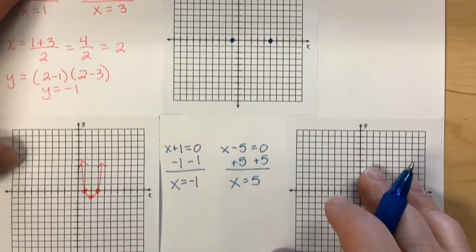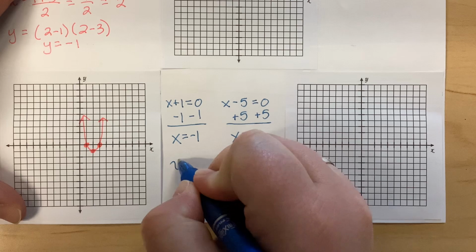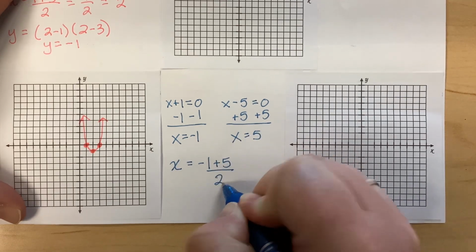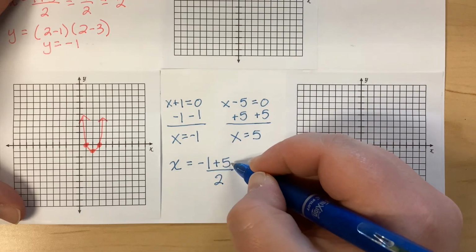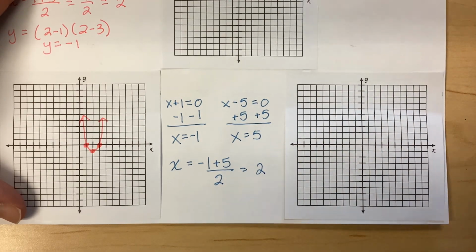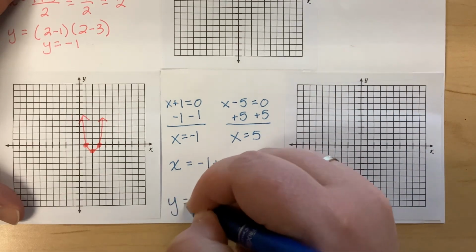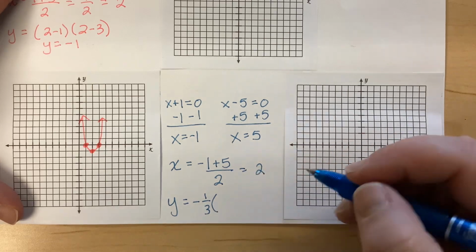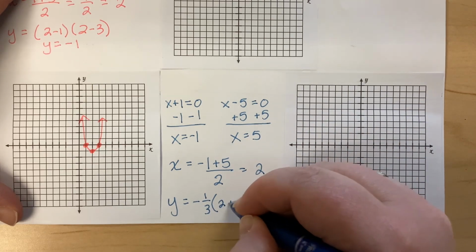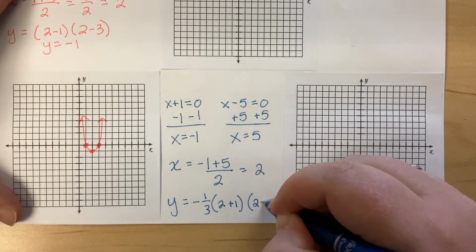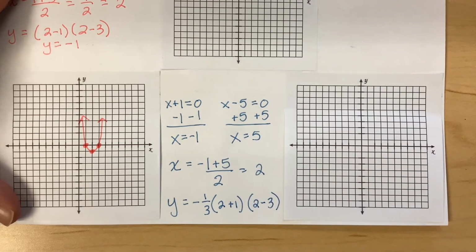Okay, now let's find the x value of our vertex. So it's still negative 1 plus 5 divided by 2. Negative 1 plus 5 is 4, divided by 2 is 2. So the x value of my vertex is 2. Now, when you go to plug this into the function, you have to remember there's that negative 1/3 out in front. That also must be multiplied as part of the equation. So I'm actually going to type this one straight into my calculator just to make sure I don't make any mistakes.